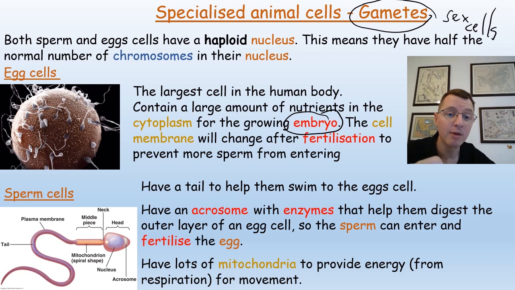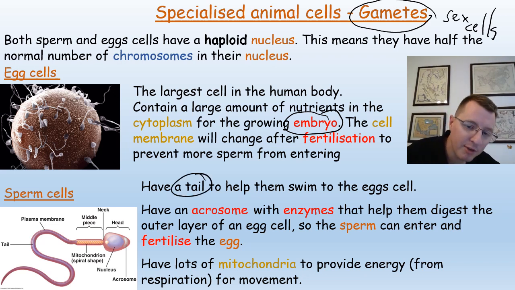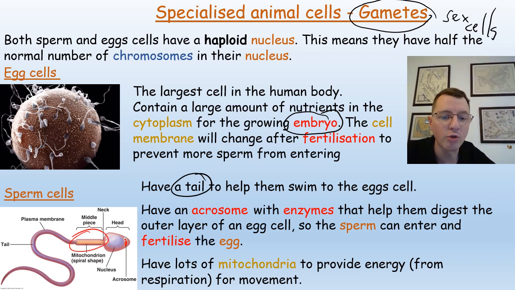Sperm cells have also got a number of adaptations. Firstly, and most simply, they have a tail so that they can swim to the egg. They also have this area here, which I'll colour in red on our diagram. This area is the acrosome. Now, the acrosome contains enzymes which will help to digest the outer layer of an egg cell so that sperm can actually enter and fertilize the egg. In the middle piece of the sperm, they also have a large number of mitochondria to provide lots and lots of energy from respiration, and that energy is used for movement.